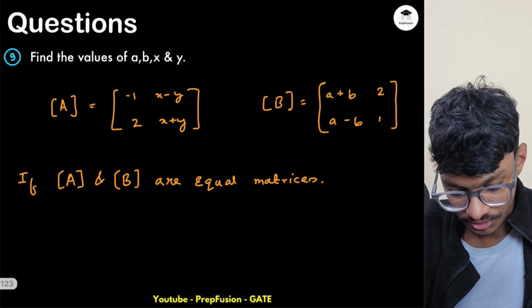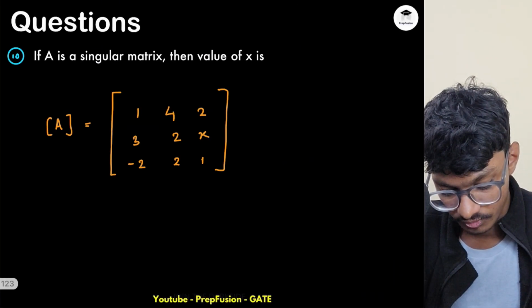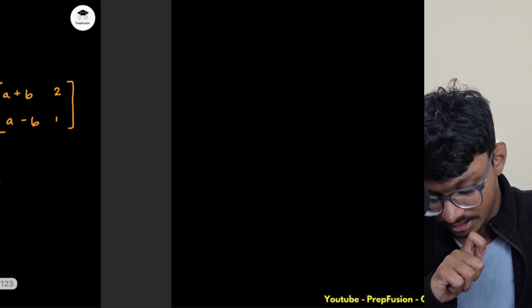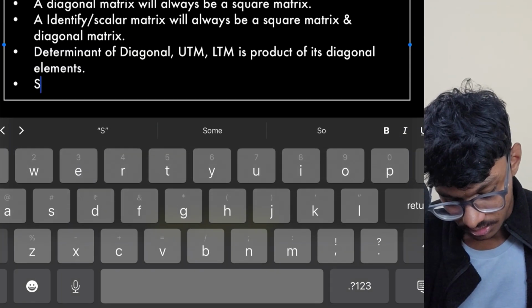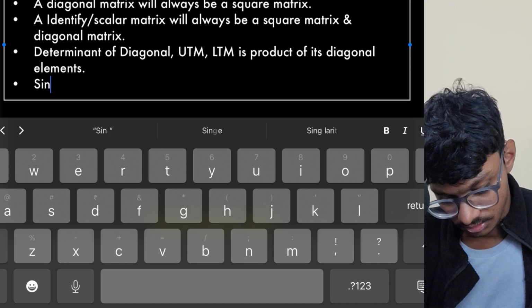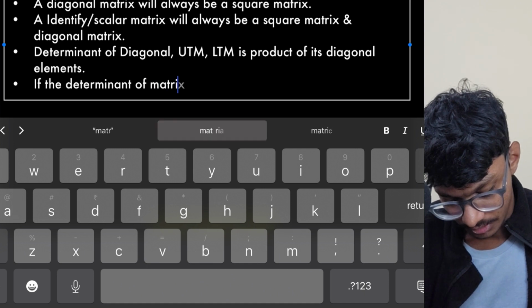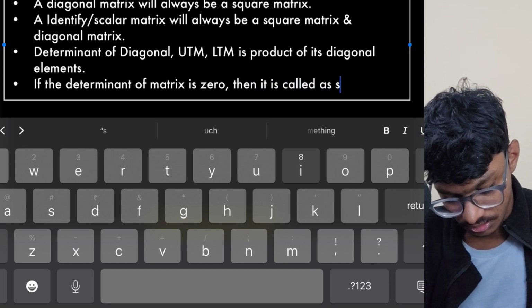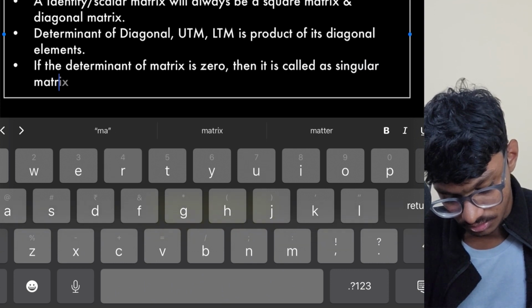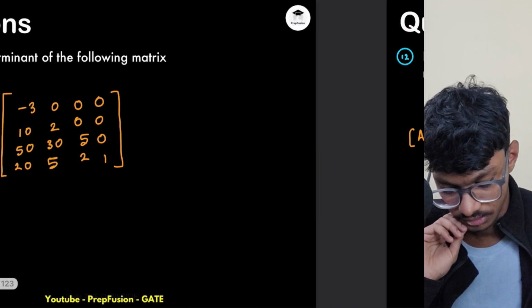Now, these are a few questions. What I want to tell you is, we are already running out of time, so I will give you this as homework. Singular matrix, I have already written it in previous cases also. Singular matrix means if the determinant of a matrix is zero, then it is called a singular matrix. So you just try to solve these questions.